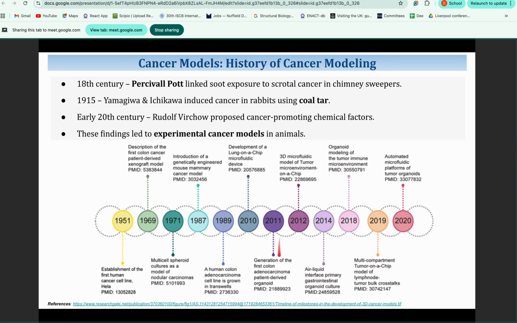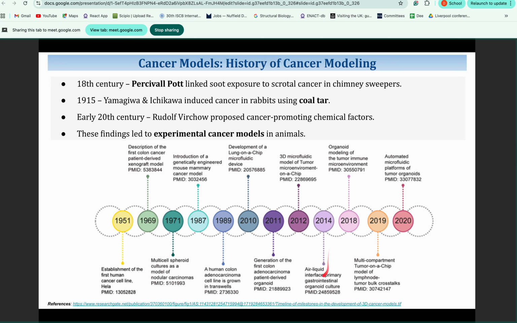In 2011, generation of the first colon adenocarcinoma patient derived organoid. In 2012, 3D microfluidic model of tumor microenvironment on a chip. So these are not just talking about the animal models, but they are talking about the cancer modeling, when we are studying how the cancer is behaving, and we are simulating the tumor microenvironment on a chip.